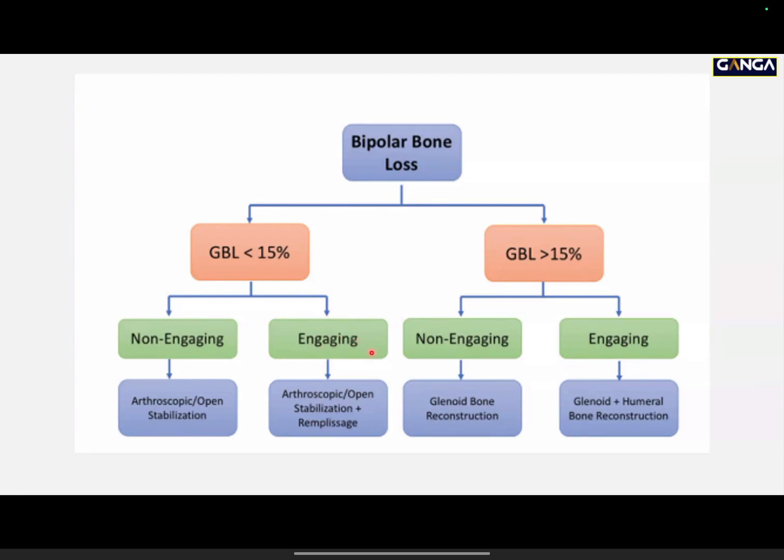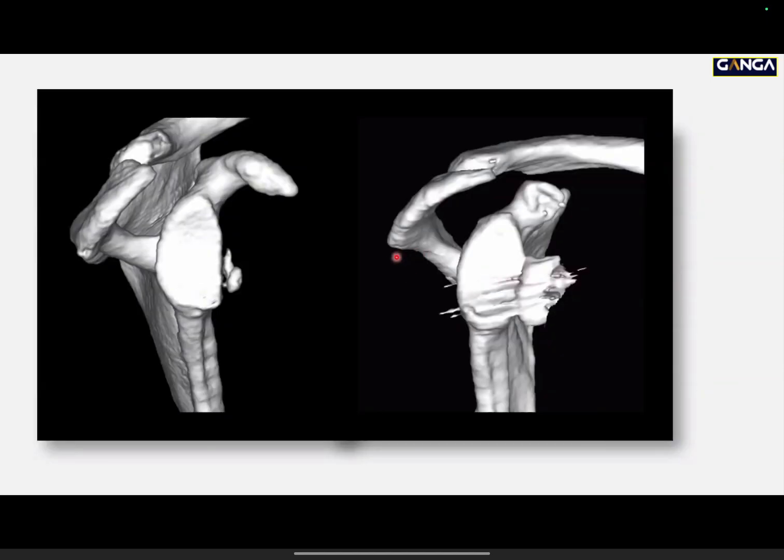So just remember, the Hill-Sachs index is mainly to see engaging and non-engaging, and bipolar and glenoid bone loss is to decide whether anterior glenoid bone reconstruction should be done or not. So it's 15% or more than 15%. This is an example. You can see there is large glenoid bone loss.